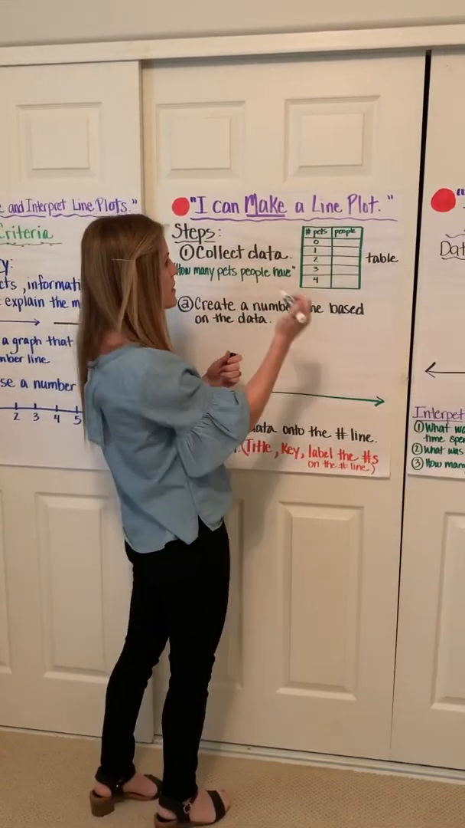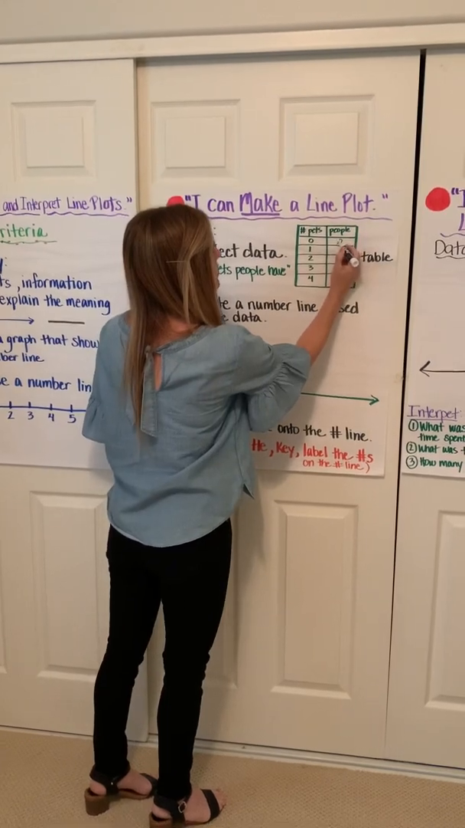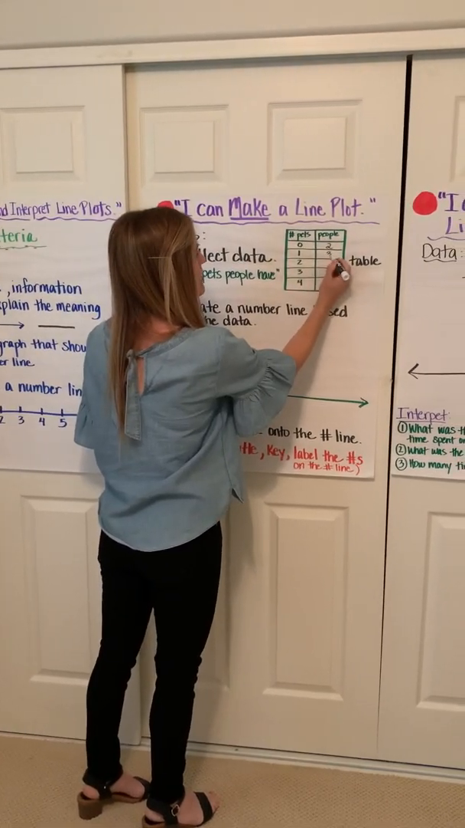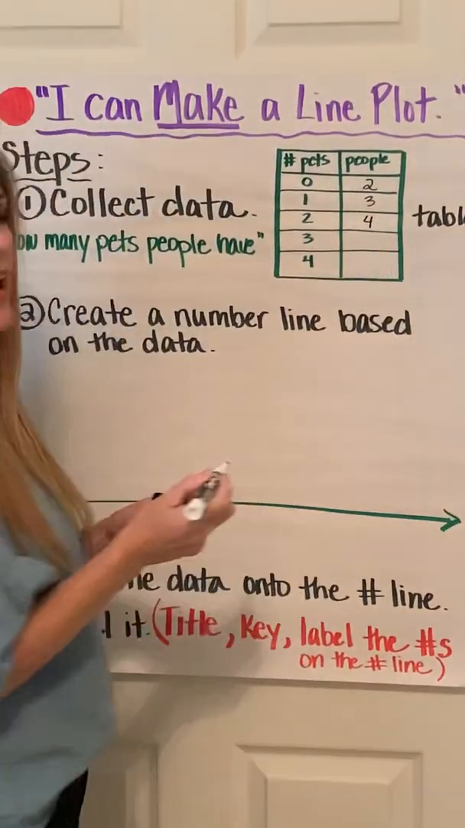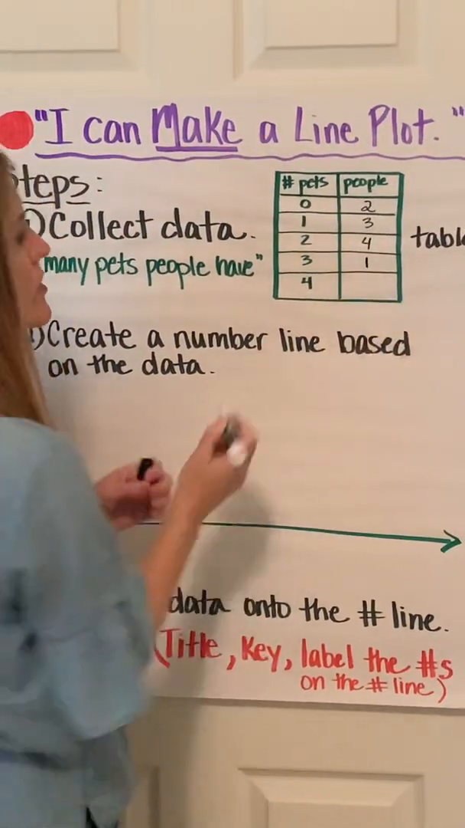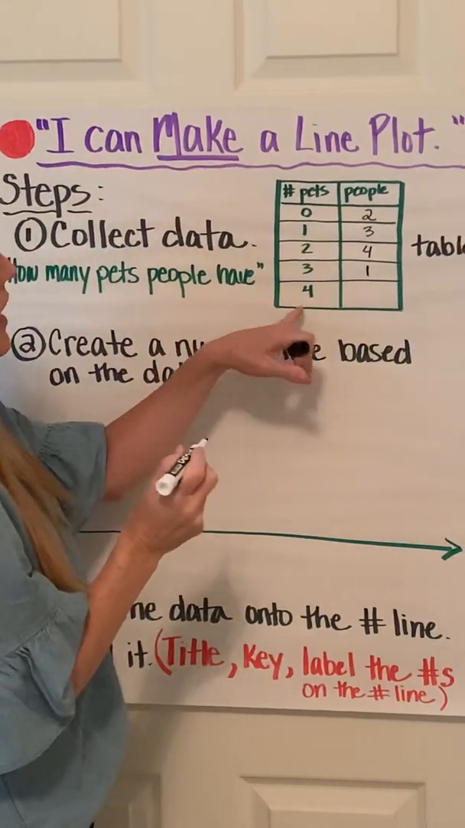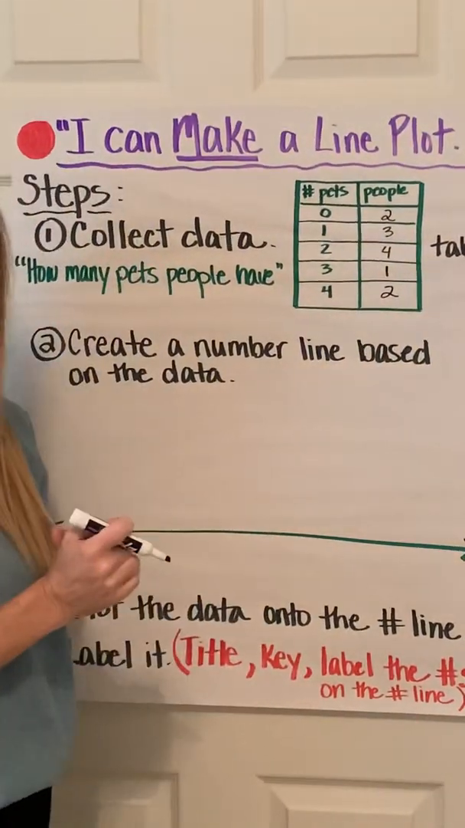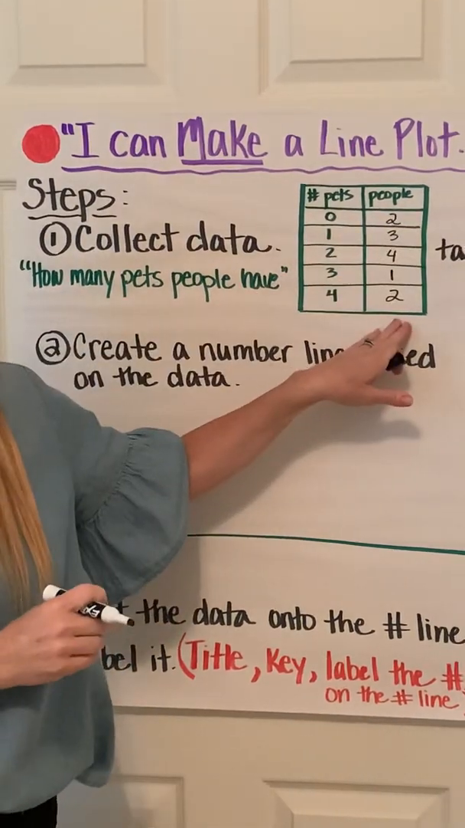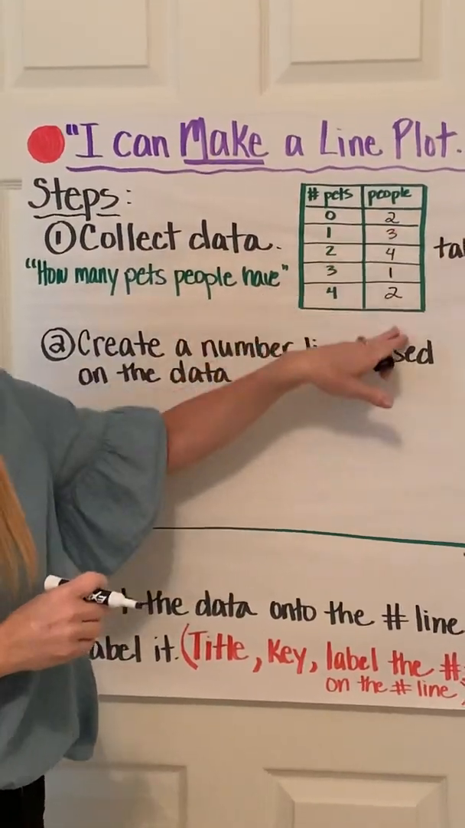I'm going to pretend that when I made my calls, there were 2 people that had no pets. There were 3 people that had 1. I had 4 people that had 2 pets. I had 1 person that had 3 pets. And I actually knew 2 people that had 4 pets. So that was the data that I collected, the number of pets that people had.